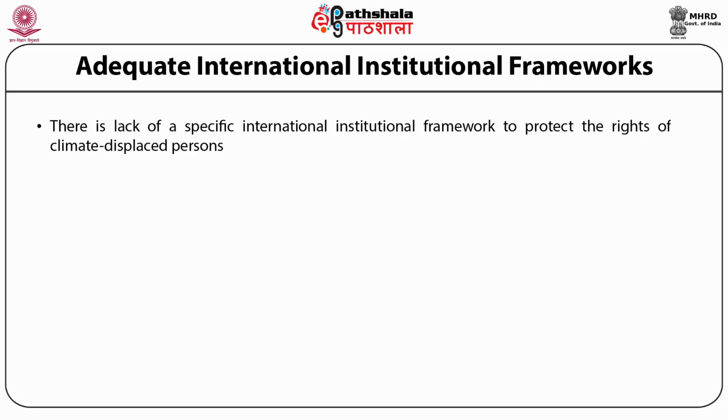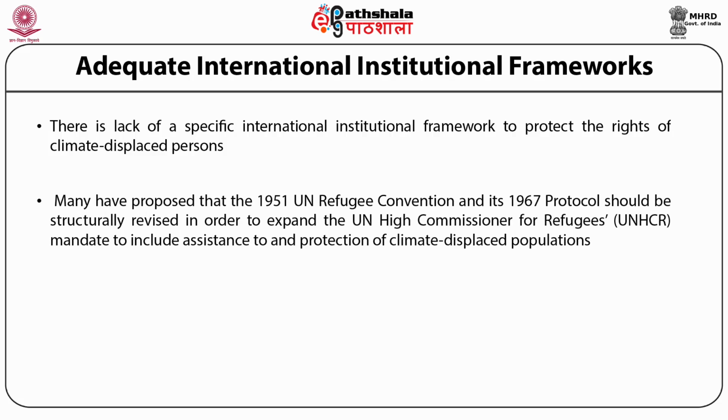There is a lack of a specific international institutional framework to protect the rights of climate displaced persons. How do we ensure that forced migrants no longer fall through the cracks of the international protection and humanitarian regimes? Many have proposed that the 1951 UN Refugees Convention and its 1967 protocol should be structurally revised in order to expand the UN High Commissioner for Refugees, that is UNHCR, mandate to include assistance to and protection of climate displaced populations.